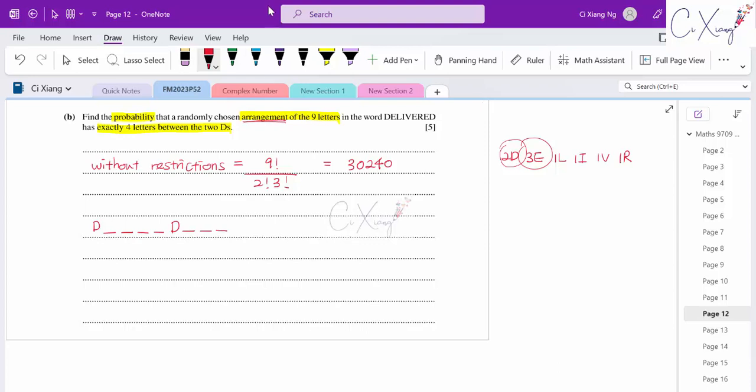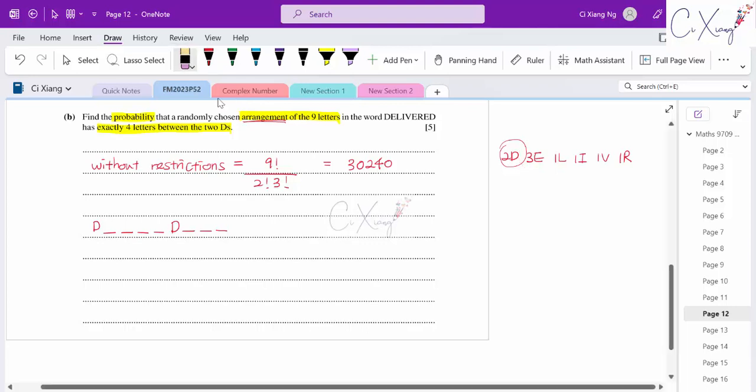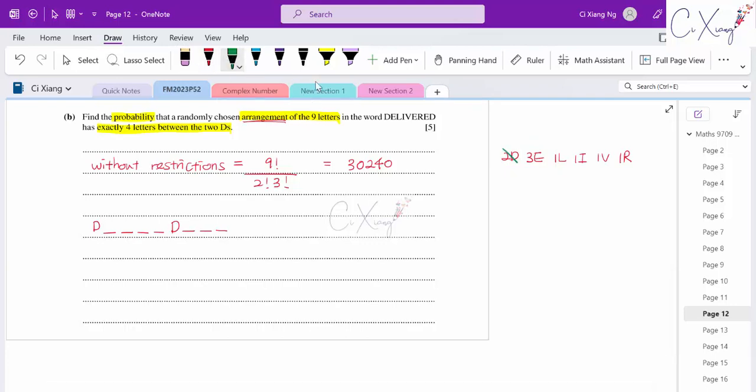For this case, I have to fix the D so that between the two Ds I have 4 letters. So I'm not going to touch the D anymore. That means when I calculate the arrangement, I'm not going to consider the D anymore because it is fixed there. I didn't arrange them, I fixed them at a certain position to ensure that I have 4 letters between the two Ds. And now, when I fix the D here, I will want to arrange the remaining 7 letters. There are 4 letters here, and there are 3 more letters here. I can arrange the letters freely. I'm having 7 letters, 3E, 1L, 1I, 1V, 1R, and I want to arrange them freely in this step.